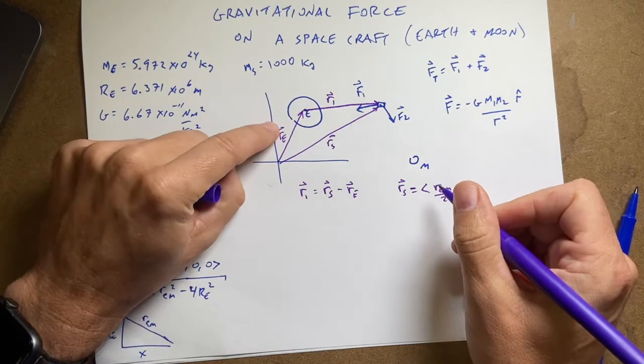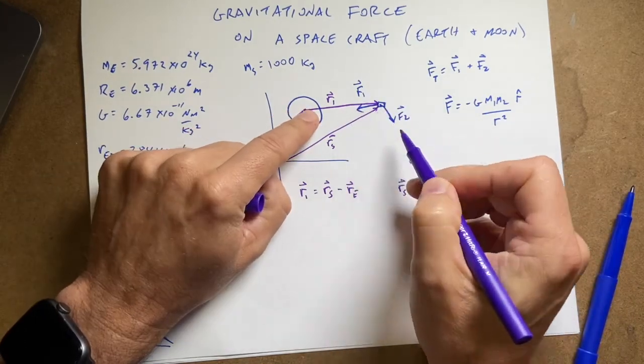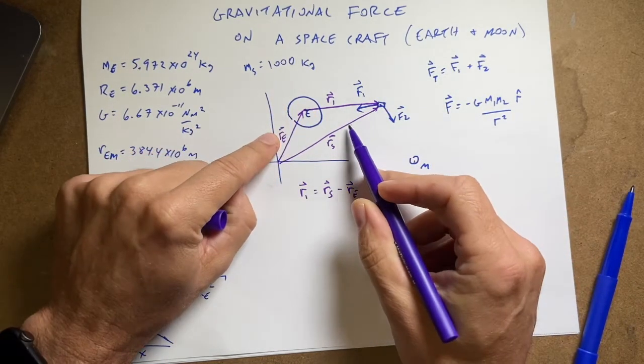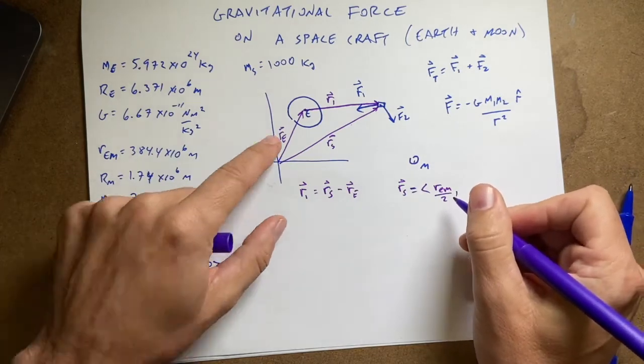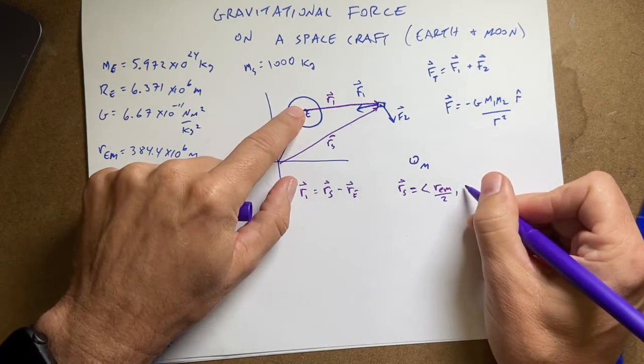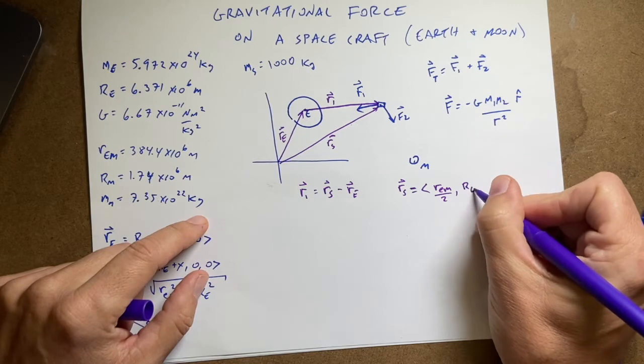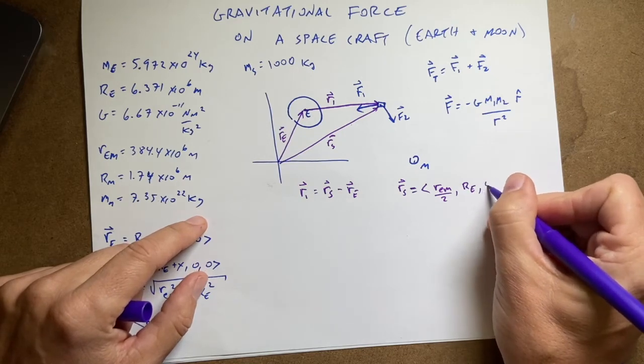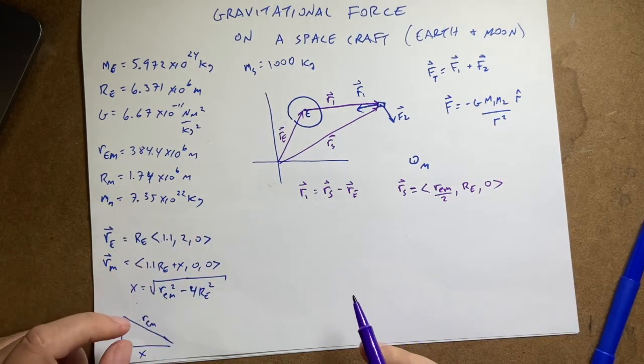That's the distance from here to there. It's this distance divided by 2, but from here. I know that's weird. Just bear with me. And let's say it's just the radius of the Earth on the y-axis, which I know doesn't make any sense, but it'll be fine. So I do have a value for that.